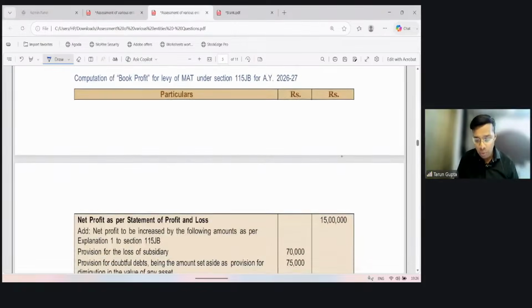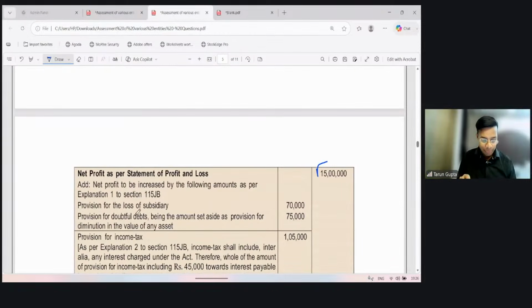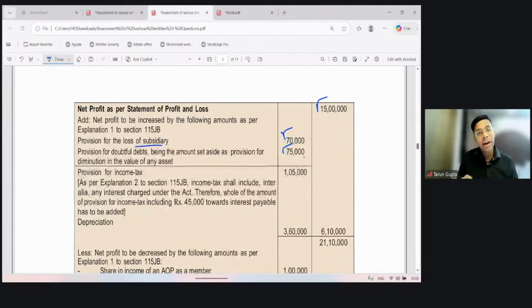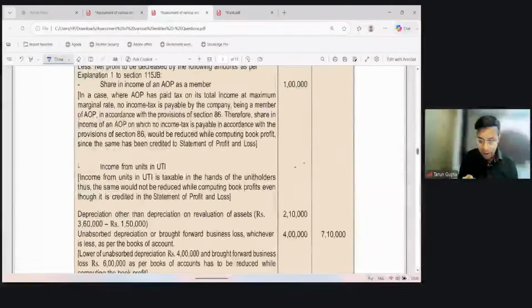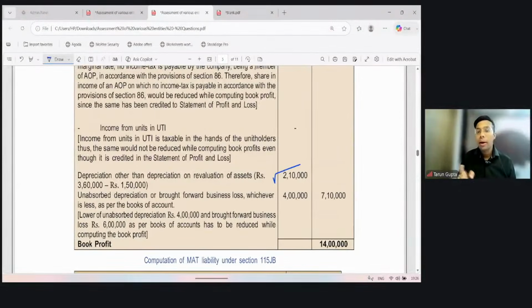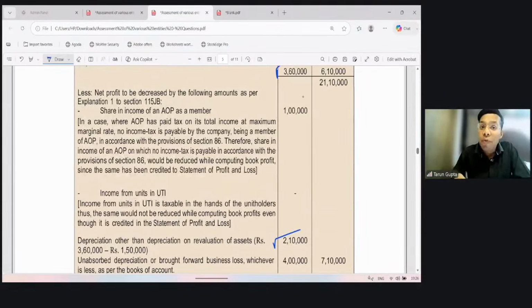Now let's see the computation of book profit. So I start with 15 lakh. I'll add provision for loss of subsidiary and provision for doubtful debt, being the provision for diminution in the value of the asset, the asset being the debtor. Then the entire 1,05,000 has to be added back, including the interest. And 3,60,000 depreciation is added back, and in deduction is 2,10,000, ignoring the revaluation. Then share of member is reduced, not liable to MAT, because the AOP has paid tax at MMR.